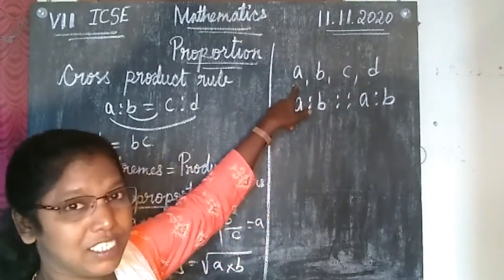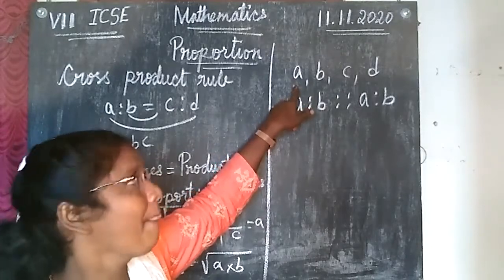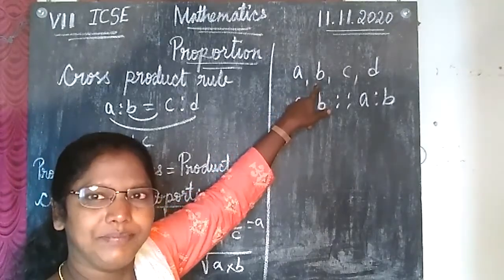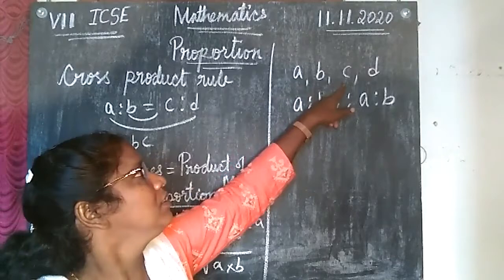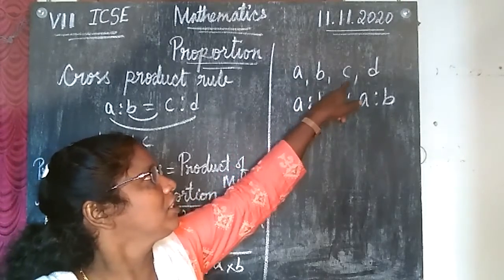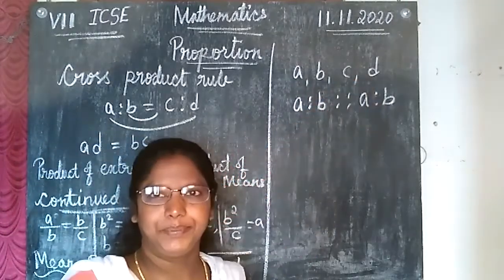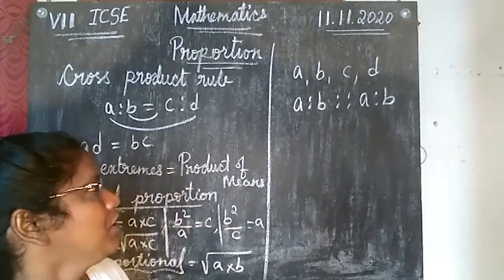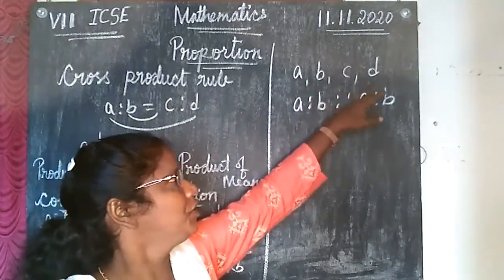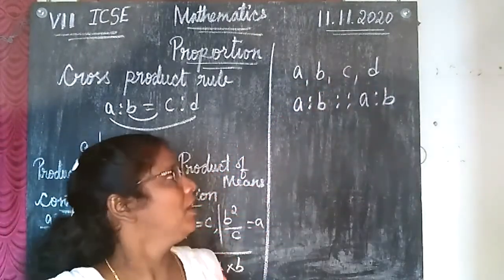A is called the first term or first quantity. B is called the second term or second quantity. Third quantity or third term. Fourth quantity or fourth term. Four proportional quantities: first, second, third, fourth. A, B, C, D.